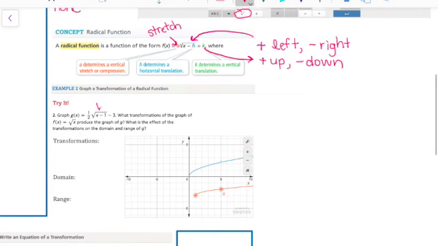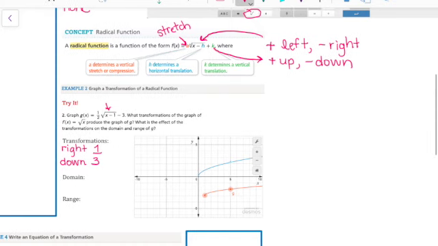So notice we have minus 1 there. That means that it goes right 1. Minus 3 means it goes down 3. If I look at Desmos and graph both of them, so this is square root of x, and this is 1/2 square root of x minus 1, minus 3.